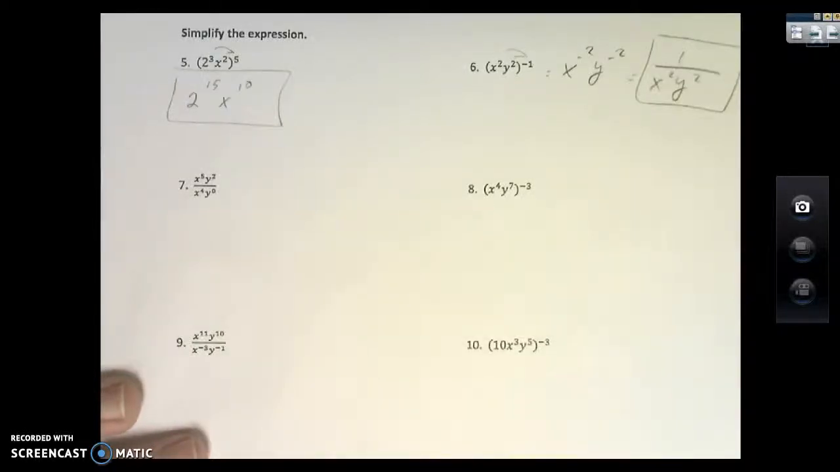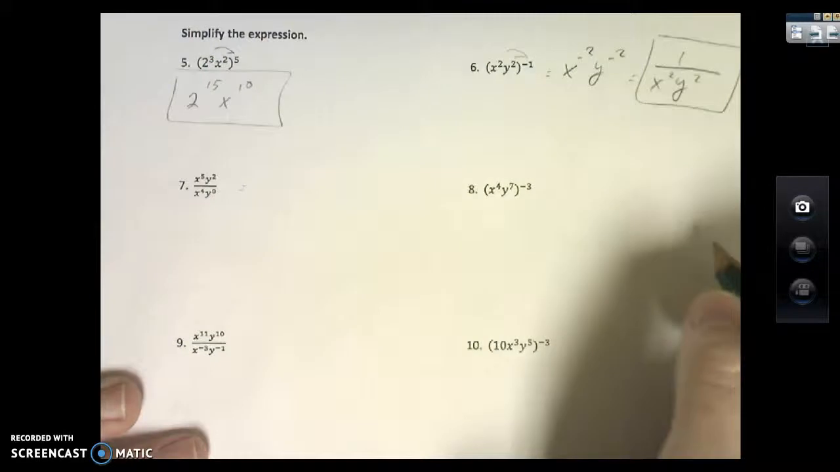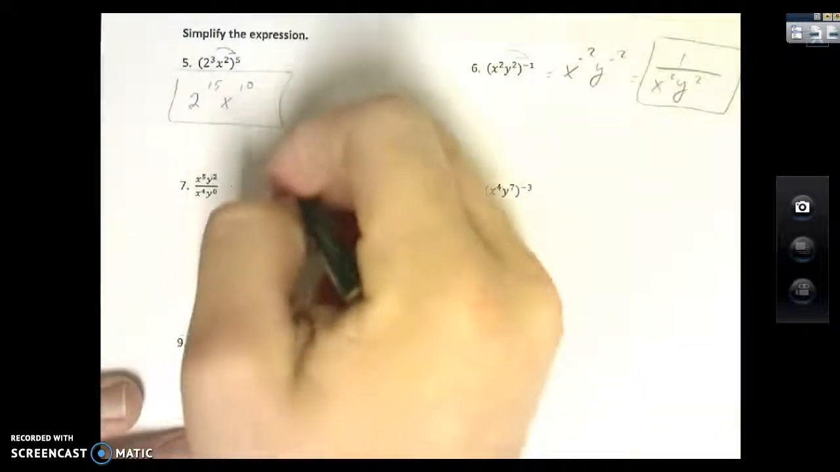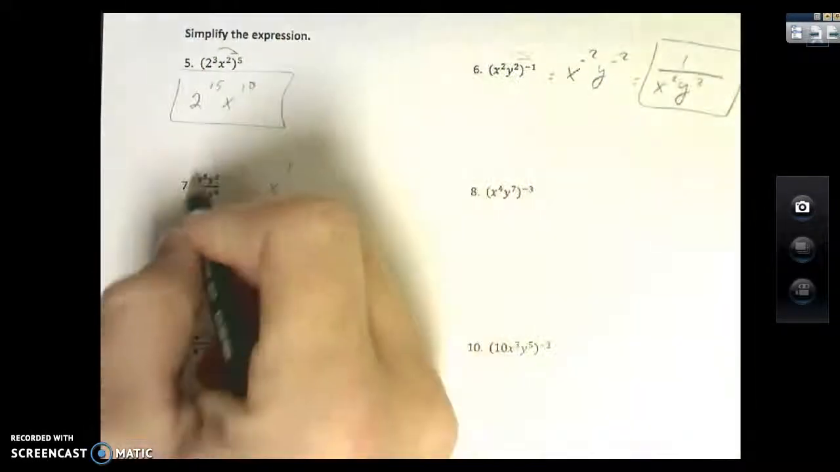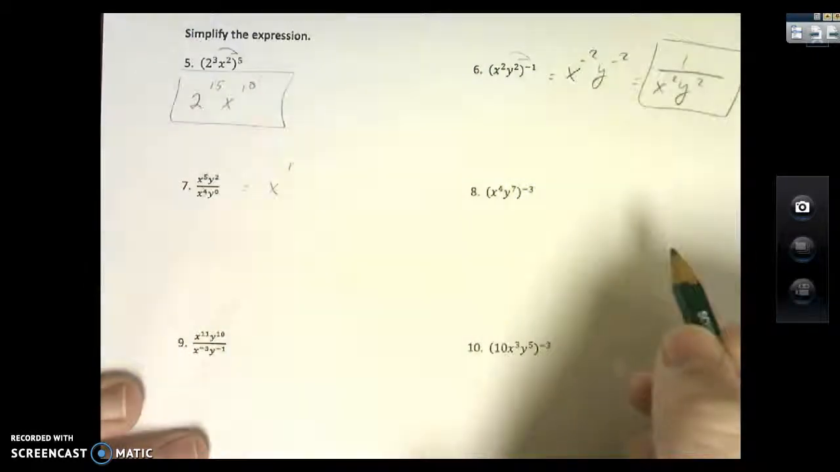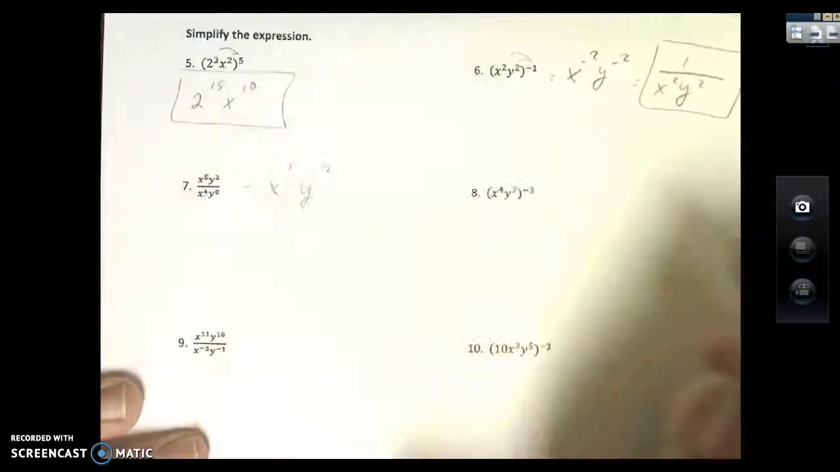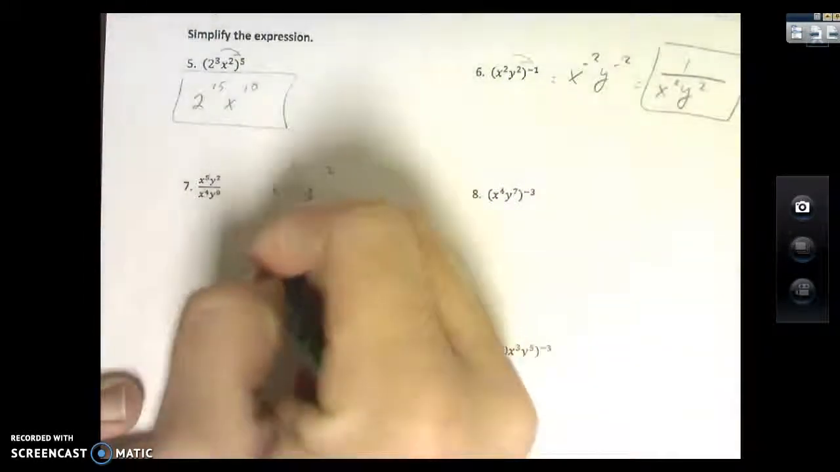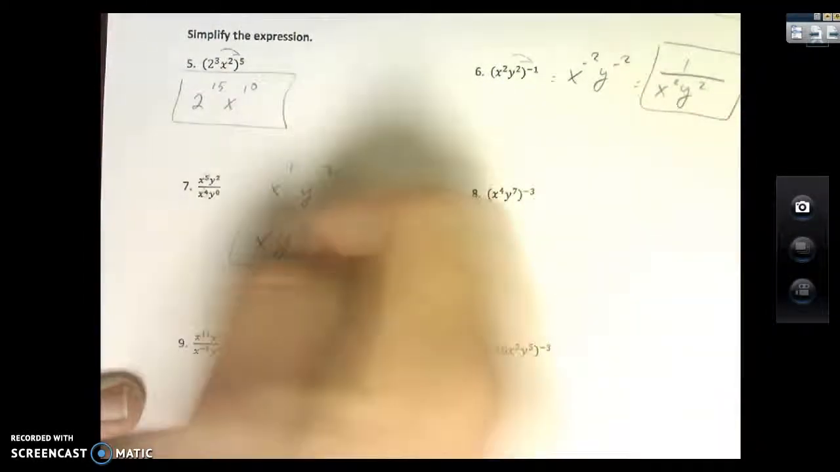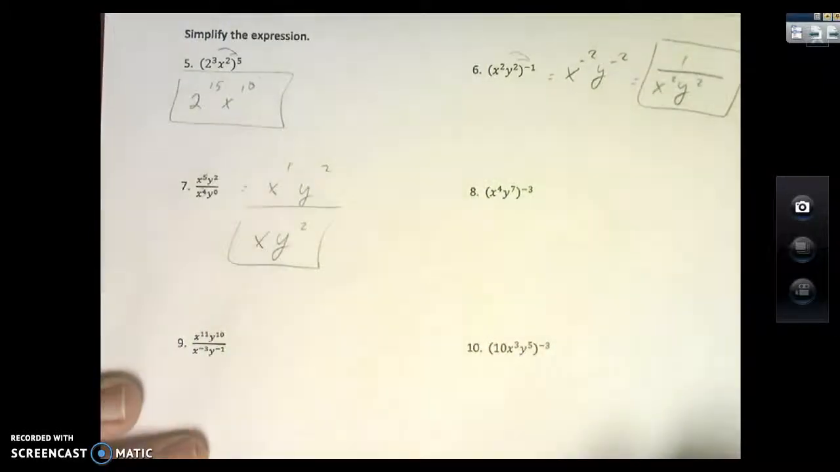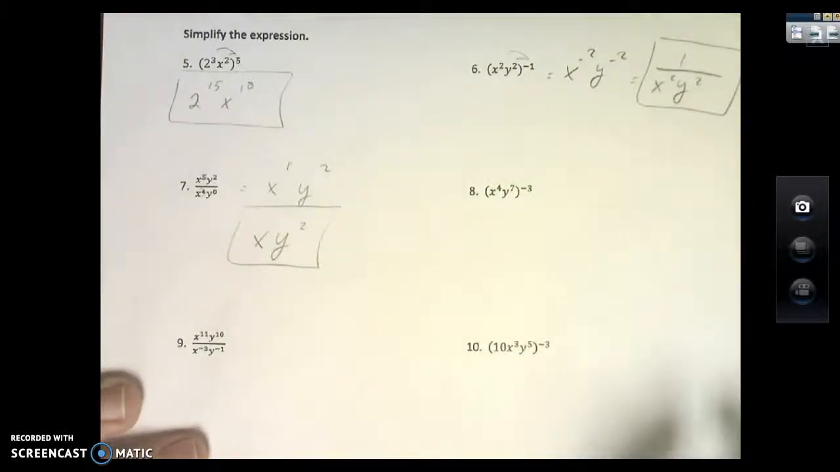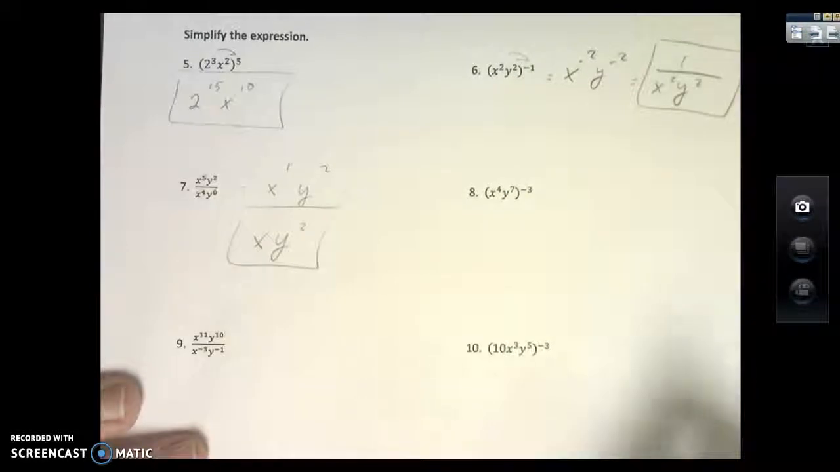Number 7, take your top minus your bottom, so 5 minus 4 is 1. Again, I'm taking these two; that's where I'm getting that from. And then 2 minus 0 is 2. So that's basically good. I prefer if you don't write x to the first power. It's kind of redundant. If it's just x, we already know it's to the first power. Just a good habit to get into.